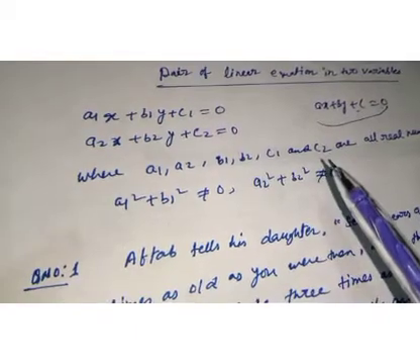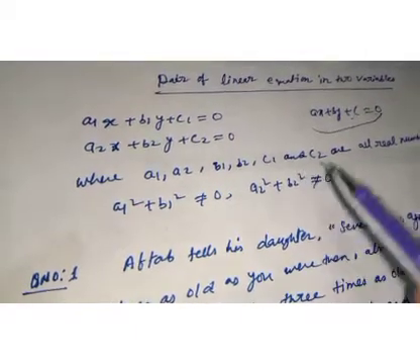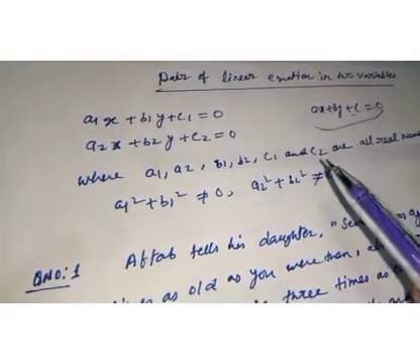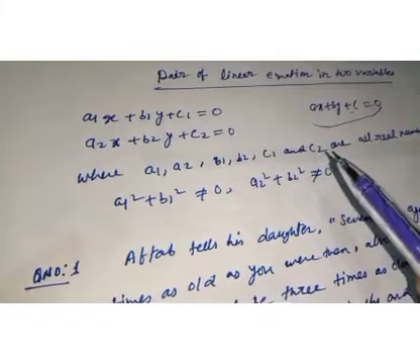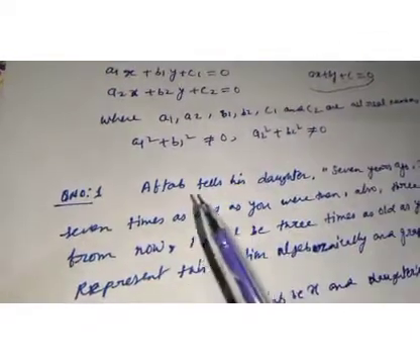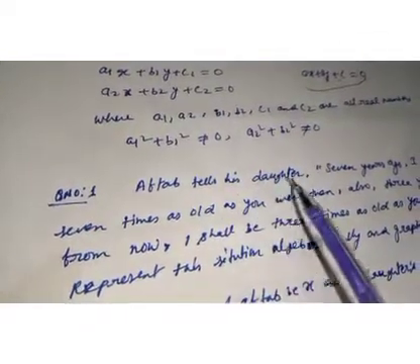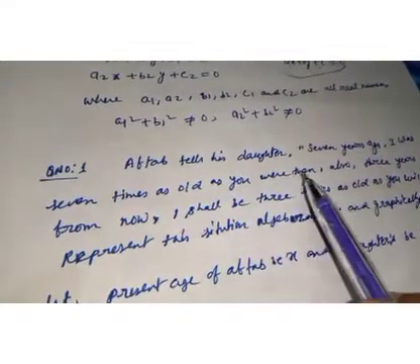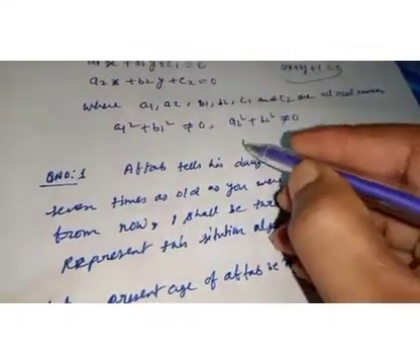See, I am not going through all the topics of this chapter. I am discussing the main concepts and the questions. Okay. Question number 1. Aftab tells his daughter, 7 years ago, I was 7 times as old as you were then. This is exercise 3.1.